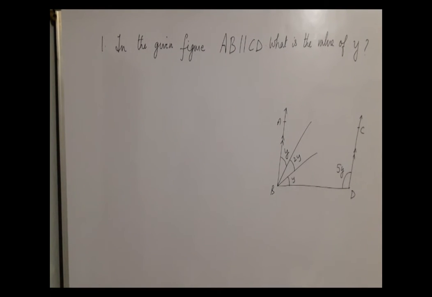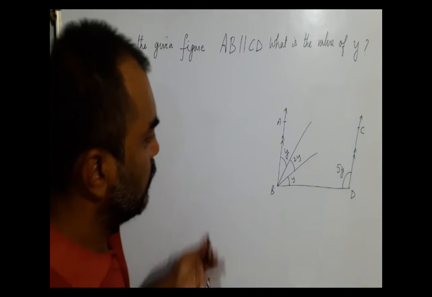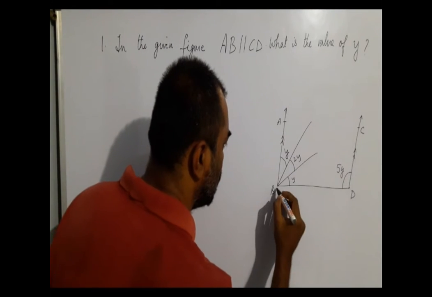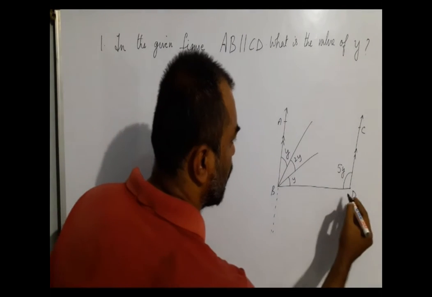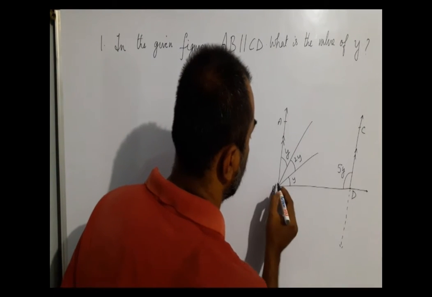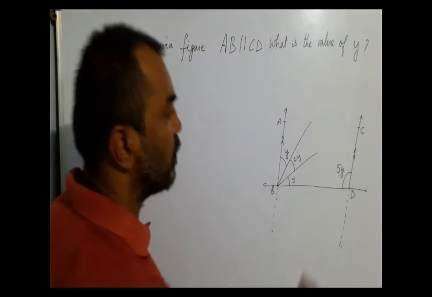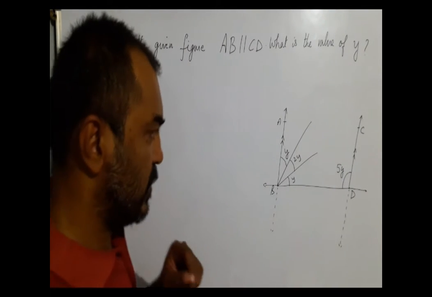Okay? So, in this sum, we are given AB is parallel to CD and we have to find the value of y. So what you will consider here is AB is parallel to CD, so I will extend the line a little, because it can be extended infinitely, and I will stretch this further. So now AB and CD are two parallel lines and BD is the transversal.